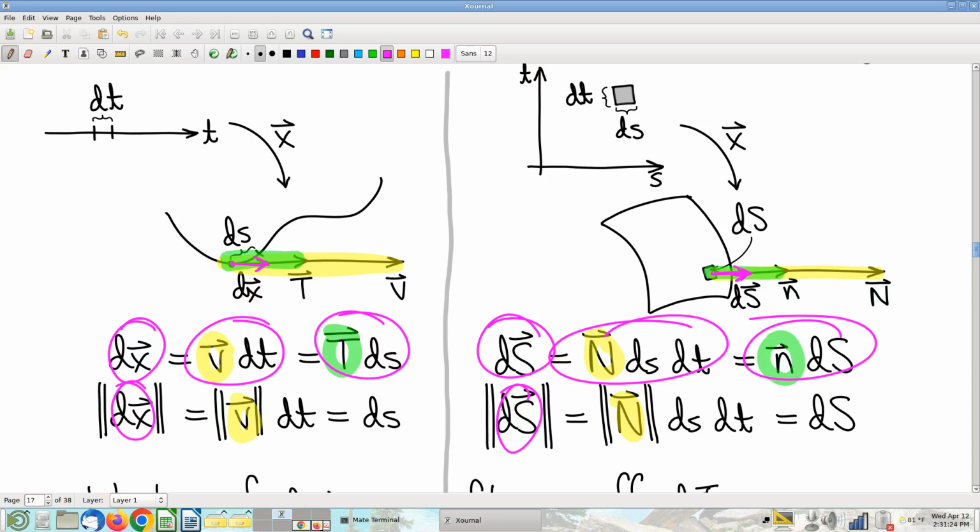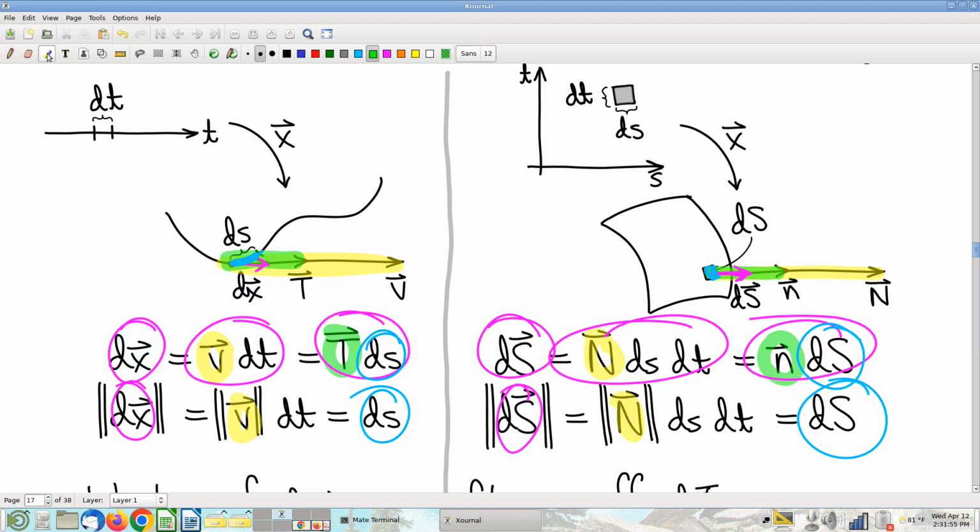Let's talk about the ds scalar. The little s scalar tells me the size of a piece of the curve. The capital S scalar tells me the size of a piece of the surface. Again, the analogies are flawless. Everybody see what's going on there? Everybody see how this is? There are really strong analogies here.